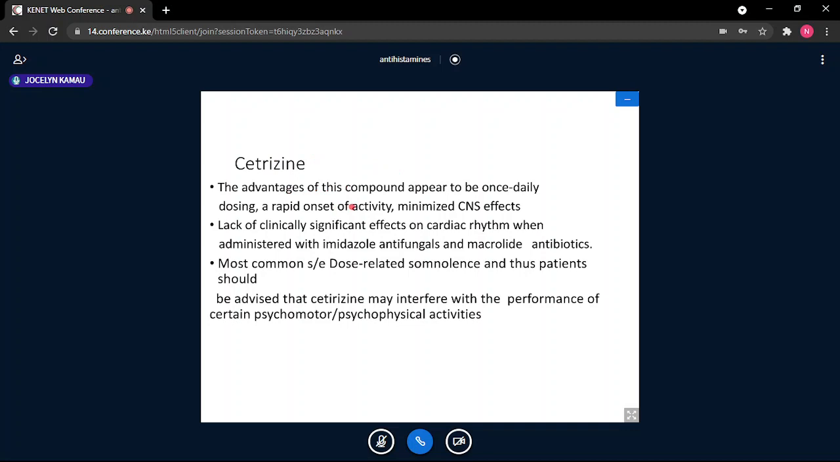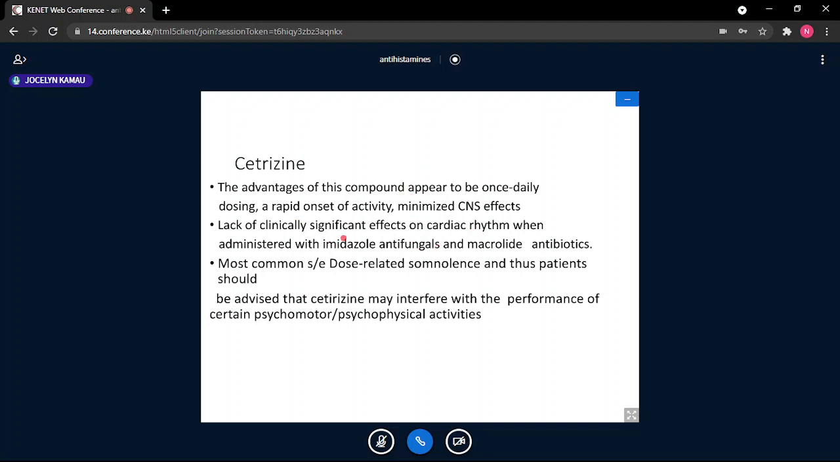Of course, as we have said, different people respond differently to drugs. There are people who take cetirizine and they will still be sedated, but under normal circumstances, it has minimal toxicity, but it does cause people to feel lethargic. So more often than not, it's better to take it at night than during the day. Lack of clinically significant effects on cardiac rhythm.